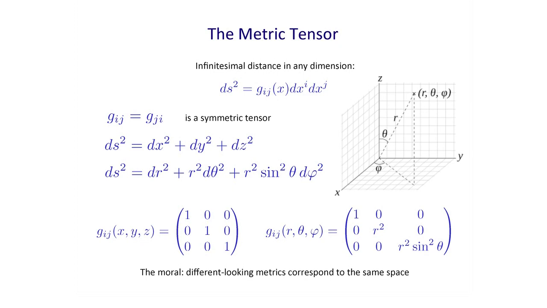So in matrix form, it means that in the first case we have this trivial 3 by 3 matrix with 1, 1, 1 on the diagonal. In the second case, we see that the metric tensor now depends on the point in space. It acquires an explicit dependence on space. It will be important when we discuss black holes.